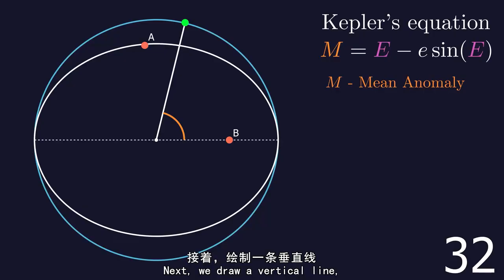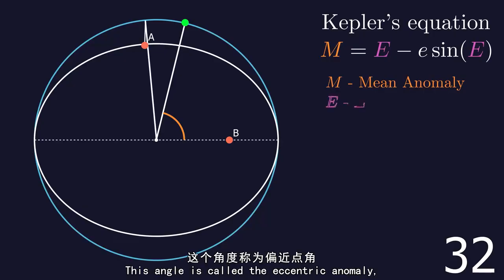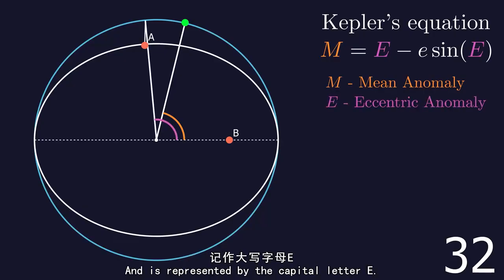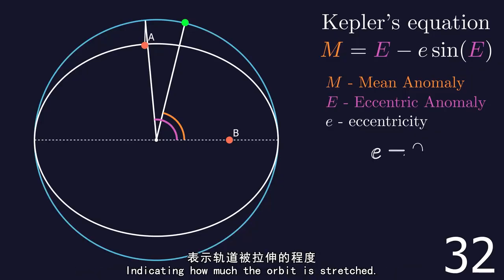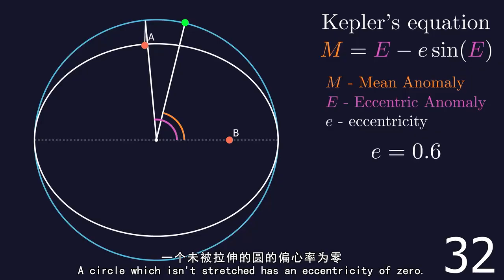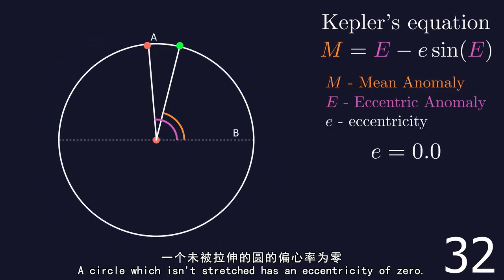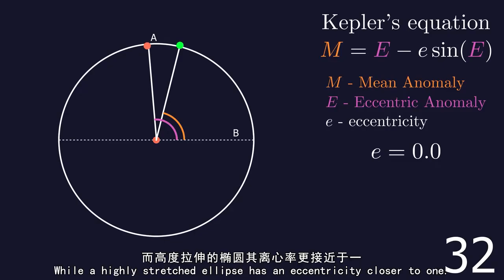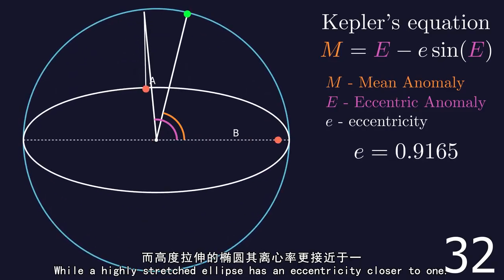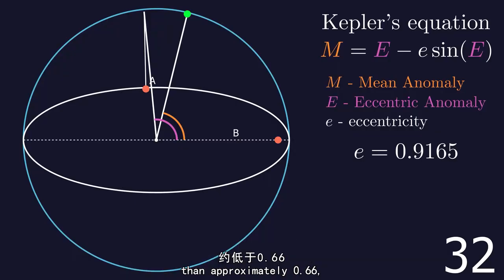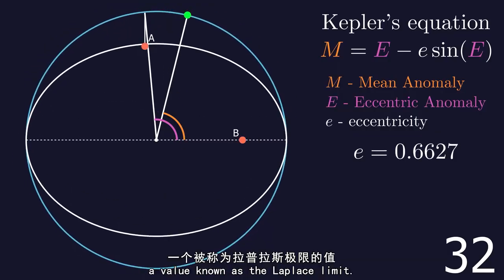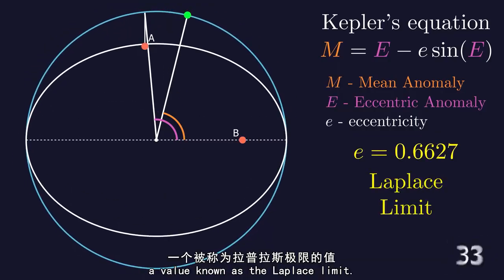Next, we draw a vertical line through object A. This angle is called the eccentric anomaly and is represented by the capital letter E. The small letter e represents the eccentricity of the orbit, indicating how much the orbit is stretched. A circle which isn't stretched has an eccentricity of 0, while a highly stretched ellipse has an eccentricity closer to 1. The solutions to Kepler's equation converge only if the eccentricity of an orbit is smaller than approximately 0.66, a value known as the Laplace limit.